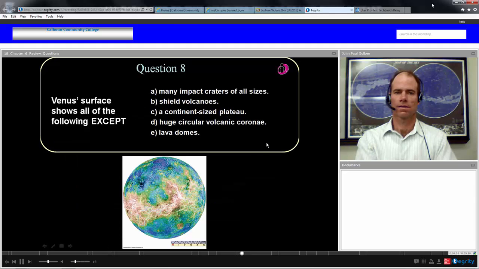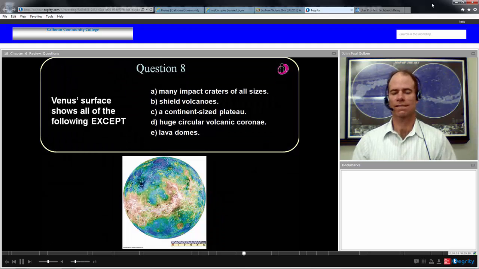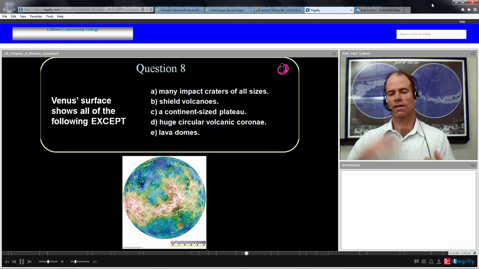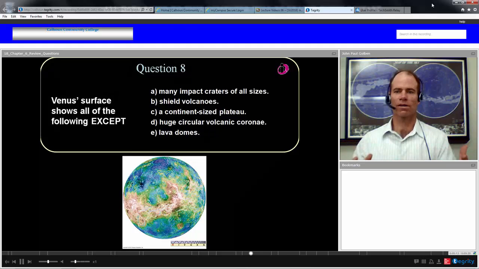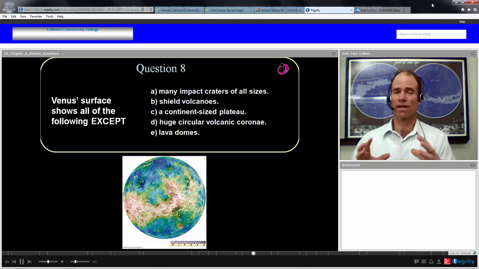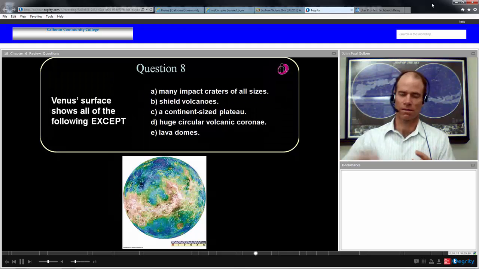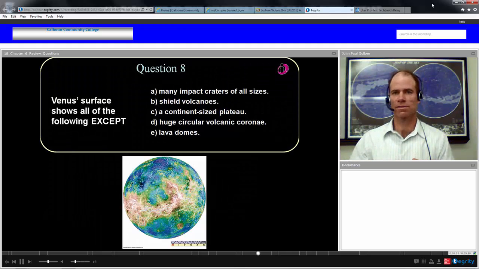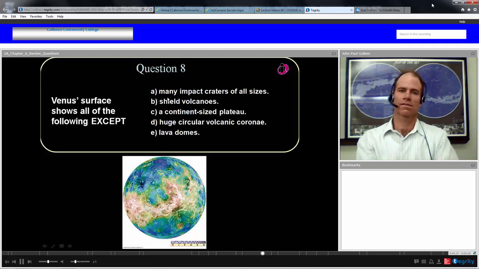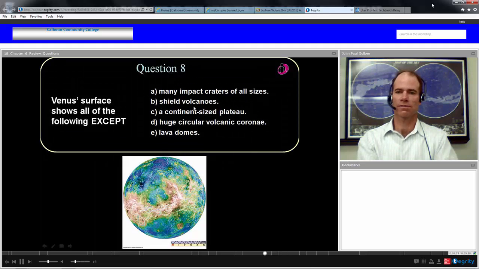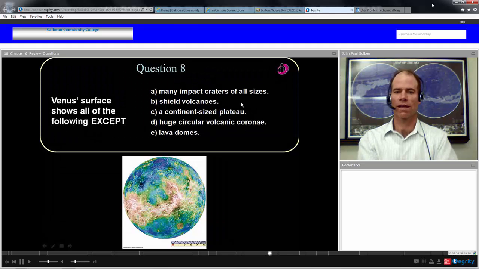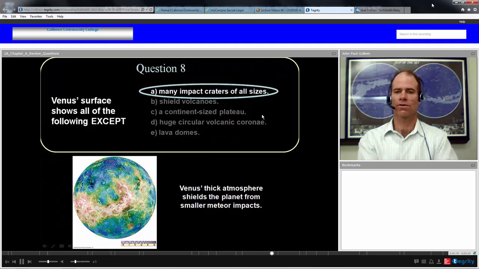Venus' surface shows all the following except... Well, Magellan went around Venus, took a radar mapping, so we see most of those features on Venus. We see impact craters, but not of all sizes, only large impact craters, because the objects that made it through the dense atmosphere have to be large in order to survive. If they're smaller, they're going to burn up. So A would be the exception. We do see shield volcanoes, continent-sized plateaus, circular volcanic coronae, lava domes, so it's A. We do not see all sizes of craters, just large ones.